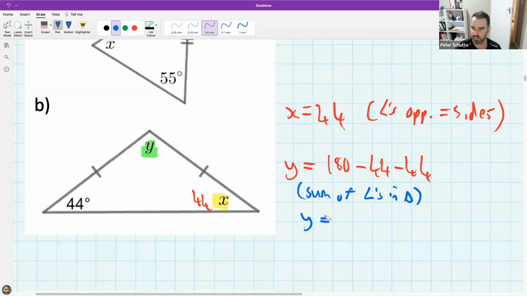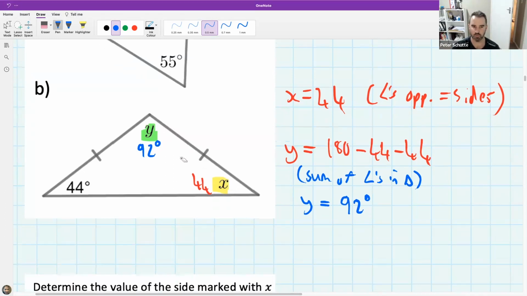So what's my y value going to be? 180 minus 44 minus 44. I should indeed get 92 degrees. So when you're solving a triangle, know the little facts about triangles that have to kind of be in your head and ready to go.